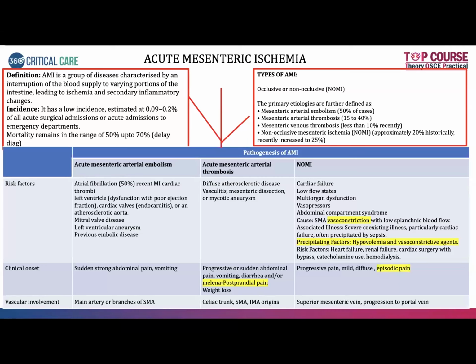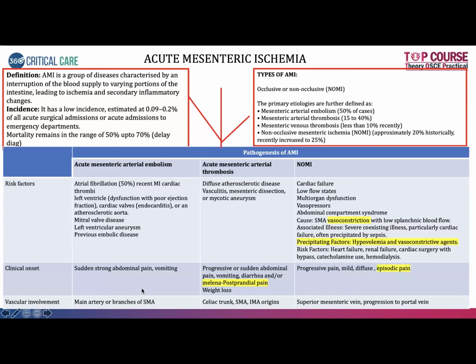So clinical onset: how can these three differ? In embolism, there is sudden, strong abdominal pain. Always remember in mesenteric ischemia, the pain will be out of proportion. There is abdominal pain and vomiting. In arterial thrombosis, there is an increase in postprandial pain. Whenever the patient has some food, the pain increases because the blood supply is shunted off. So the patient has high pain postprandially. Progressive, diffuse, episodic pain happens in non-occlusive mesenteric ischemia.